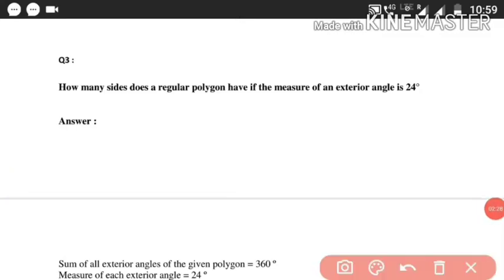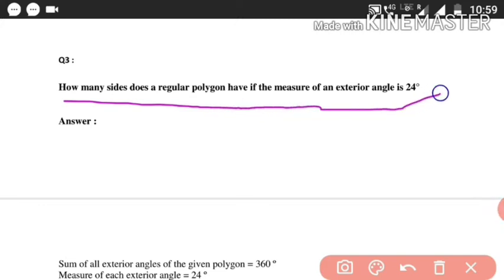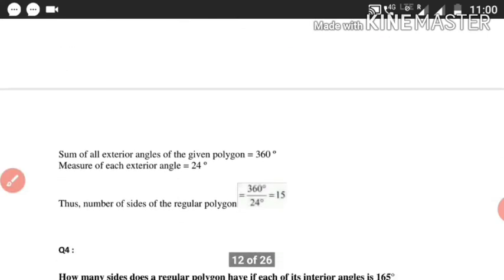Question number 3. How many sides does a regular polygon have if the measure of an exterior angle is 24 degrees? Here the measure of the exterior angle is given, 24 degrees, and you have to find how many sides, the number of sides for that regular polygon. So come to the solution.